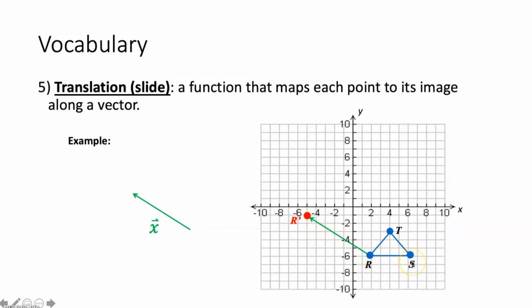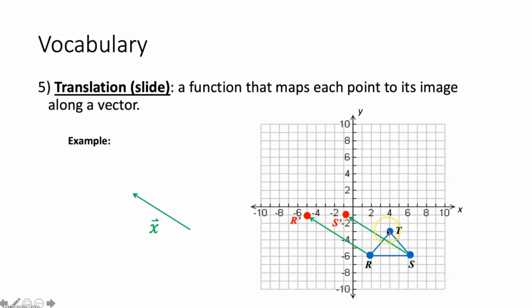Let's do the same thing with point S. I'm going to apply vector X to point S. I've put it there, and I see I'm going to slide point S along the given vector and put its image right here at the end of the vector. This is S prime, the image of point S after it's been translated along vector X.